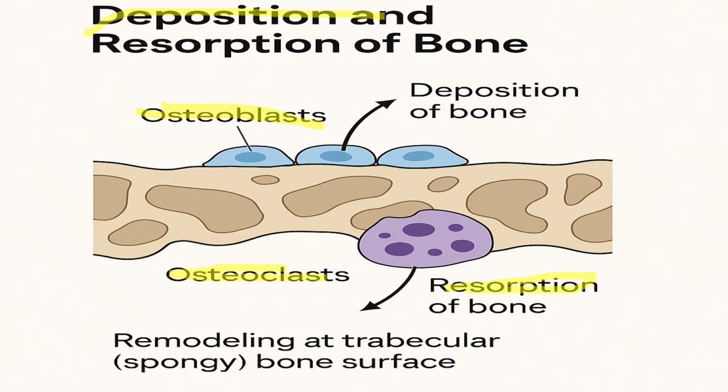The osteoblasts are responsible for the deposition of the bone because they have the ability to secrete various compounds, chemicals, and cytokines that are responsible for the deposition of the bone, while osteoclasts are large, multinucleated cells that are present in the Howship's lacunae, and they are responsible for the resorption of the bone.